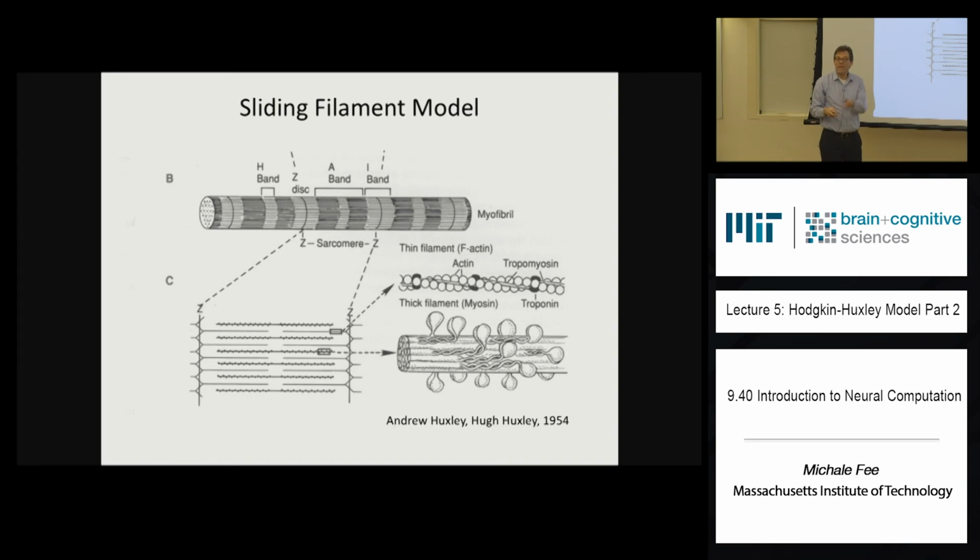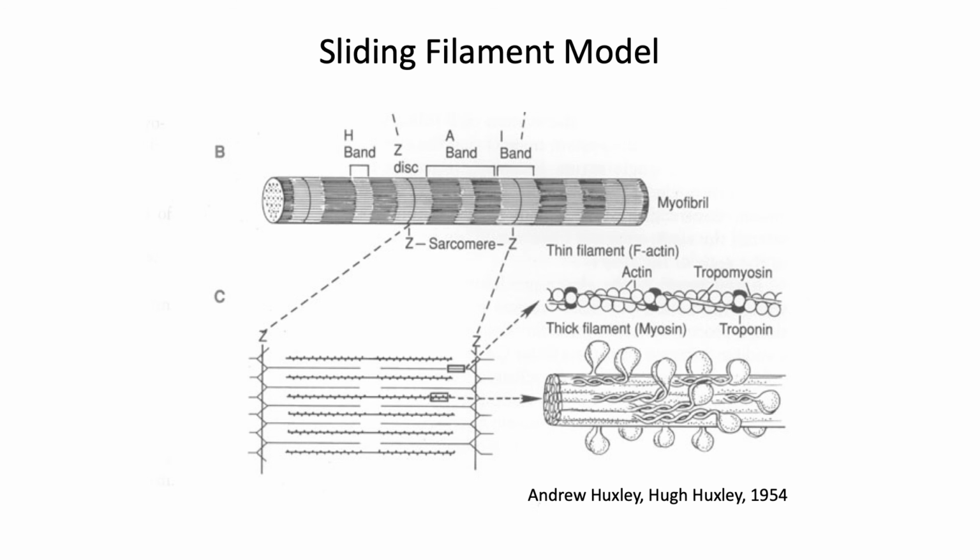Okay? Then what happens is that the calcium starts being sequestered back into the sarcoplasmic reticulum. It unbinds from the troponin. Troponin falls back into the groove, and the myosin heads can no longer connect to the actin. And that's the end of the muscle twitch. Okay? Pretty amazing, right?